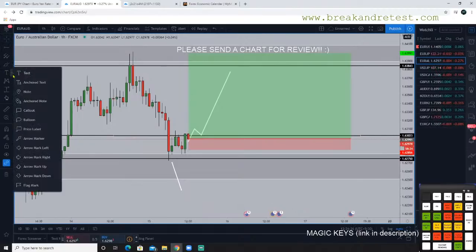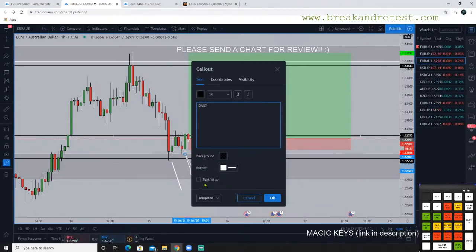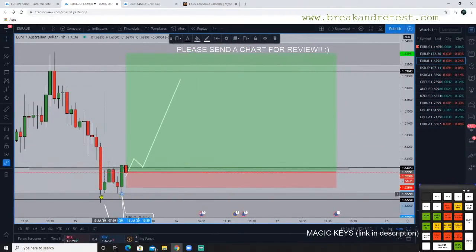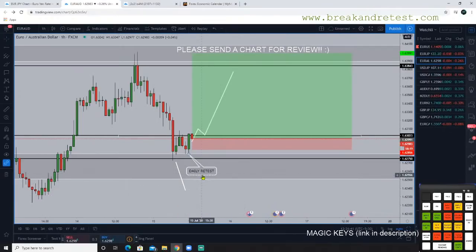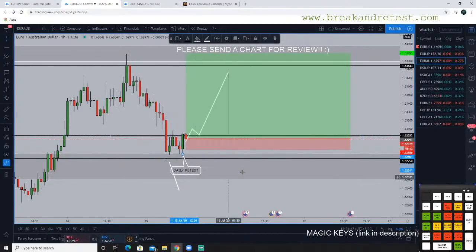The main confirmation for me is that price came from a daily zone. So this was a daily retest, and 1 hour pushed all the way up, got rejected twice from this daily support, managed to just close a few pips above this, and I think price should continue up now. So let's wait and see.